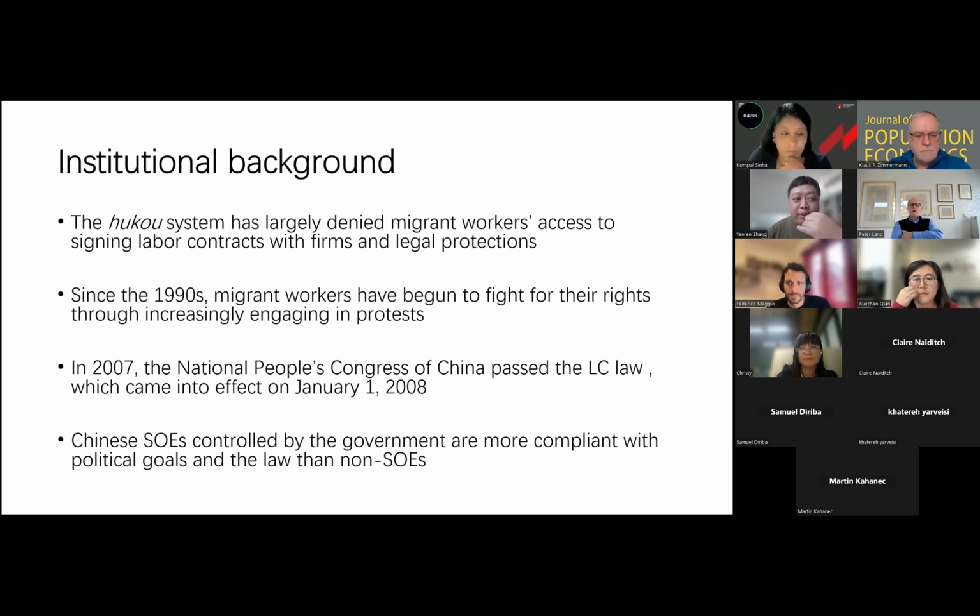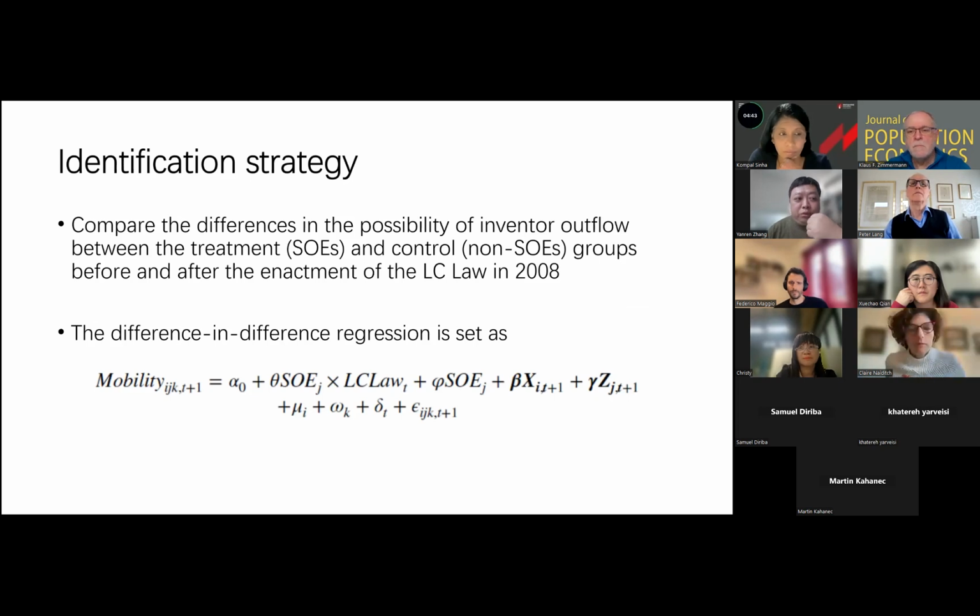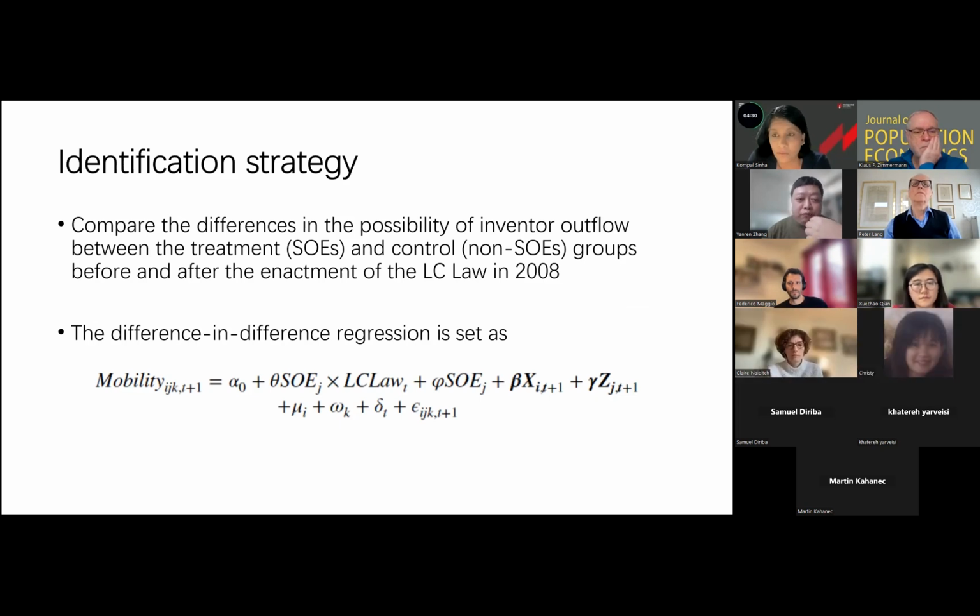There are differences between state-owned enterprises and non-state-owned enterprises in how they implement the labor contract law. So we use this difference to estimate the impact of the labor contract law on how much inventors move around. We compare the differences in the chance of inventors leaving between the treatment group, that is the state-owned enterprises, and the control group, that is private firms, before and after the labor contract law was brought in, in 2008.